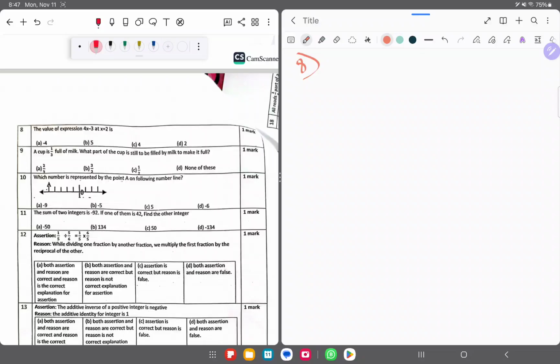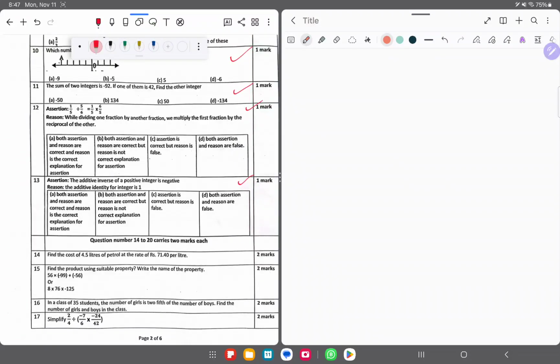The value of expression H, you got it right. 8, you got it right. 9, you got it right. 10, you got it right. 11, you got it right. 12, you got it right. 13, yes. 14, no.